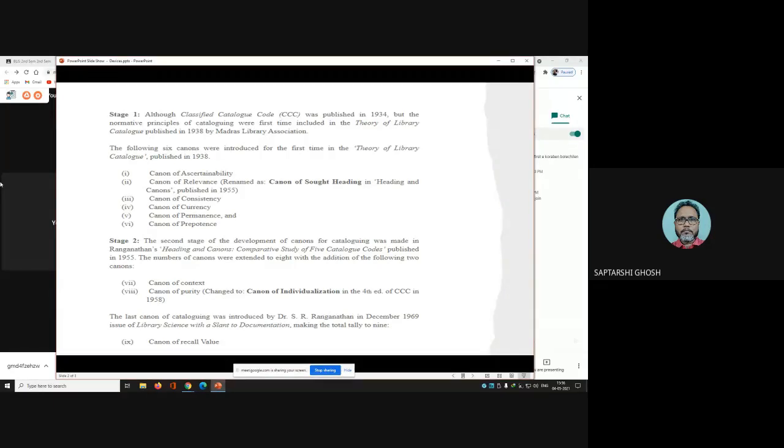Now see, as an example, suppose you want to make a catalog code for Bengali books or Nepali books or Hindi books, because whatever we already have is the cataloguing of English books. Now, take the example of one book.